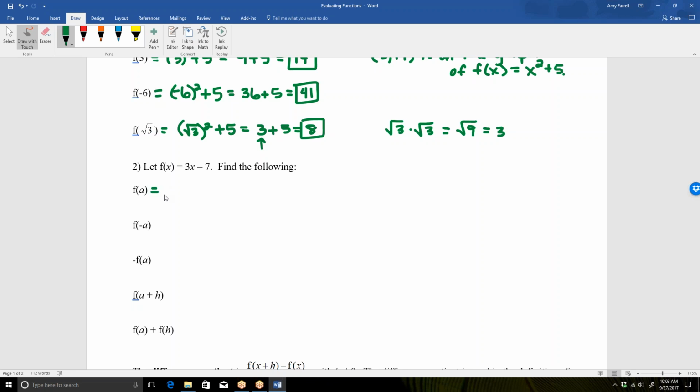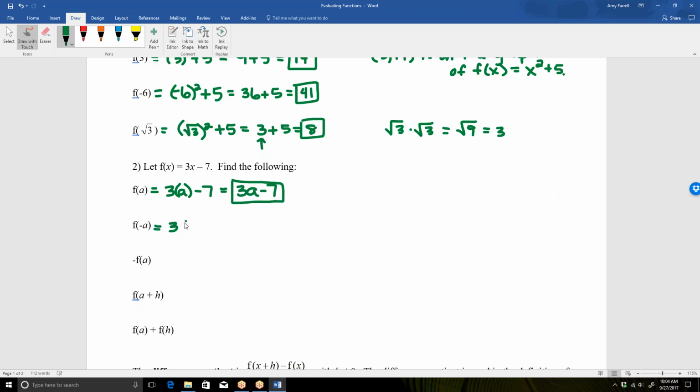So f of a is the same thing. I'm going to substitute for x. So I'm going to replace the x in the equation with a. 3 times a is just 3a. And this is the answer I get, 3a minus 7. Those aren't like terms. I can't do anything else with that. So f of a is equal to 3a minus 7. That's it.